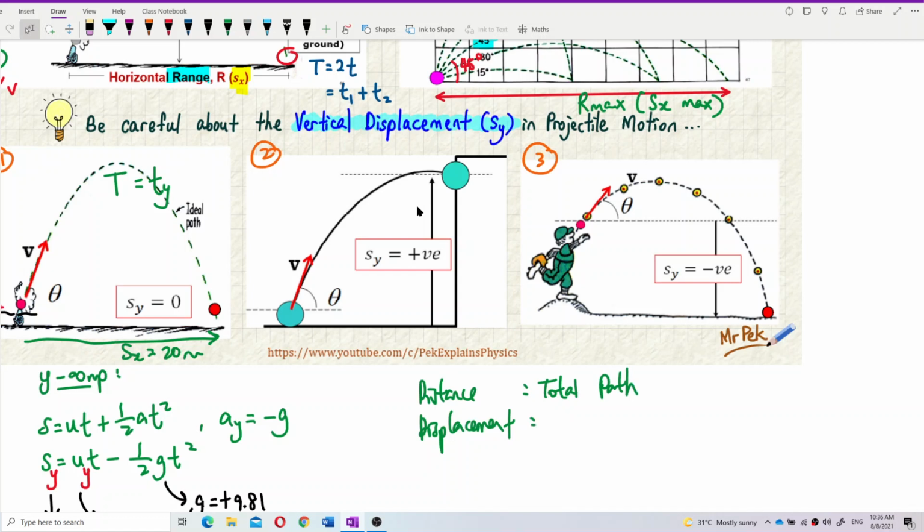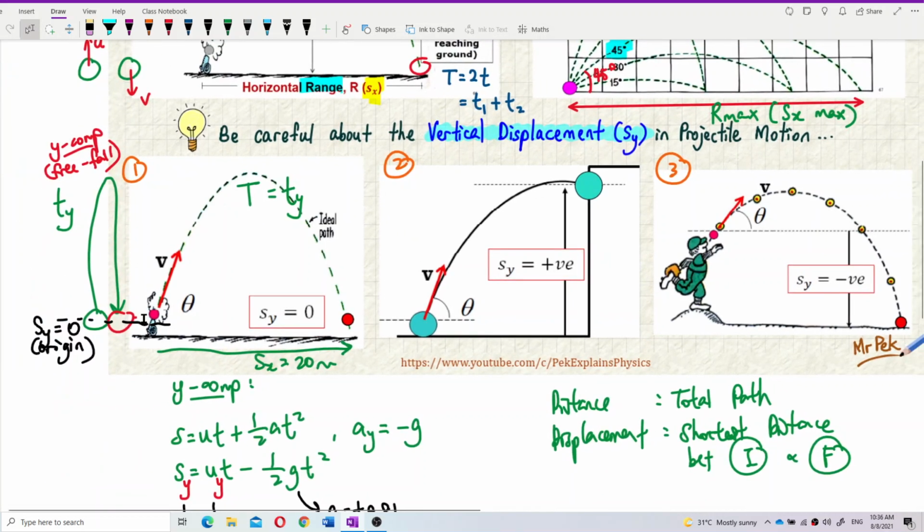Total path taken. Displacement is the shortest distance, or shortcut, between the initial and final point. Like last time, what is the initial point? The initial point is the origin. The final point is also the origin.